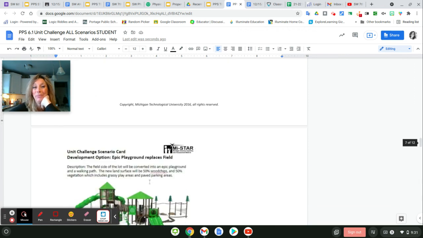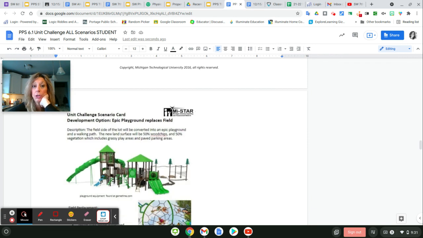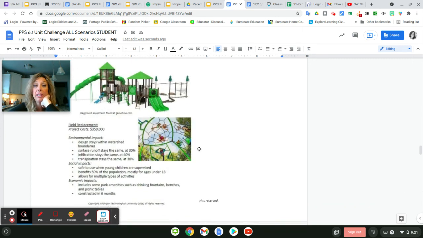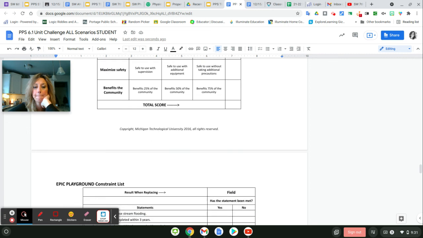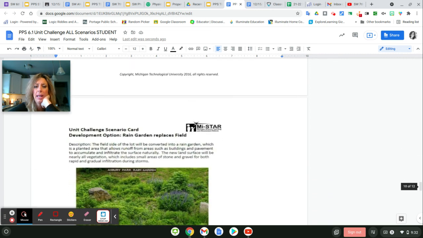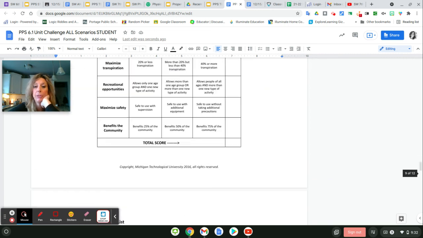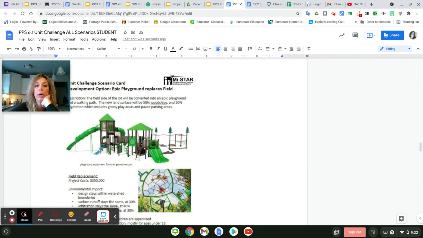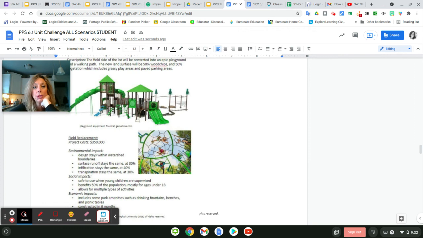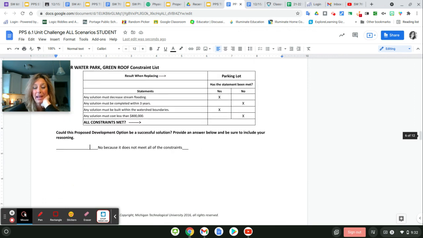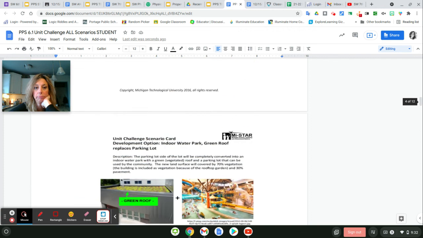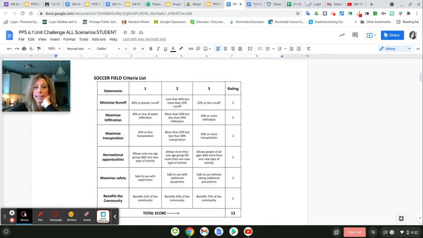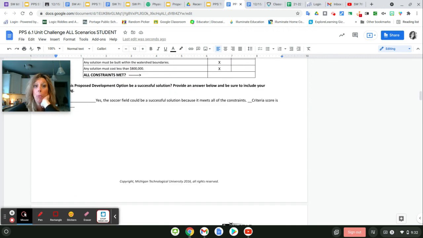Okay, so I'm going to let you do the next 2. Okay, this is a unit challenge scenario card. The next 2 are about replacing the field. Okay, a playground and a rain garden. Okay, so on one side, we're looking at what could replace one side, the parking lot, what could replace the other side, which is the field. Okay, I think we got our answer about the parking lot, right? We have a yes for the soccer field and a no for the water park.